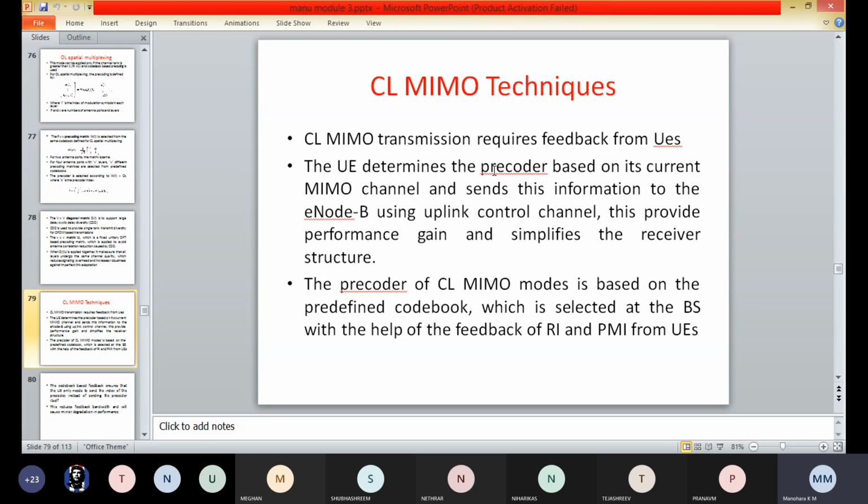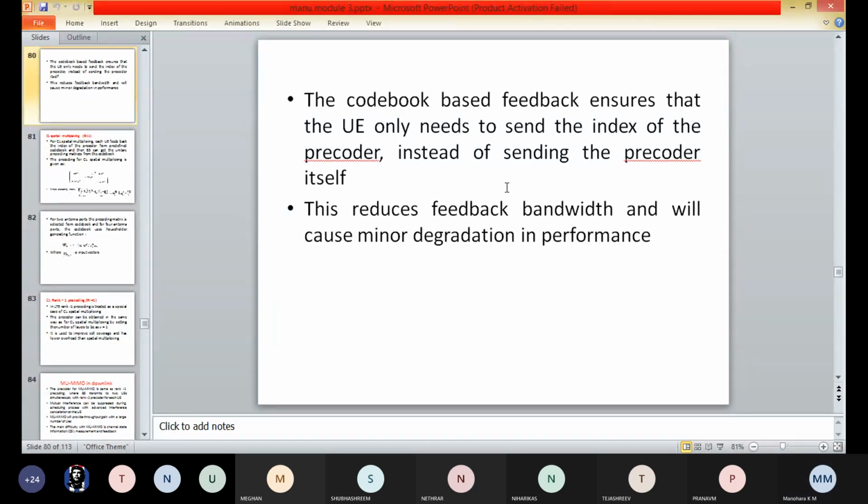So here the precoder of closed loop MIMO modes is based on a predefined codebook, which is selected at the E node B with the help of feedback of RI and PMI from the user equipments. The codebook based feedback ensures that the user equipment only needs to send the index of the precoder, also referred to as the precoder matrix index, that is PMI, instead of sending the precoder itself.